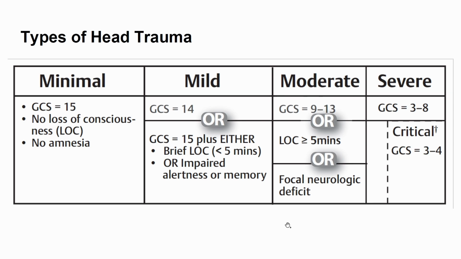Then the severe one is the easiest one. GCS is below 8, and the patient requires critical care immediately and requires intubation as well. So these are the types of head trauma: minimal, mild, moderate, and severe. The GCS is the main factor of it, but we will talk about the conscious level and the amnesia or the memory of the patient.